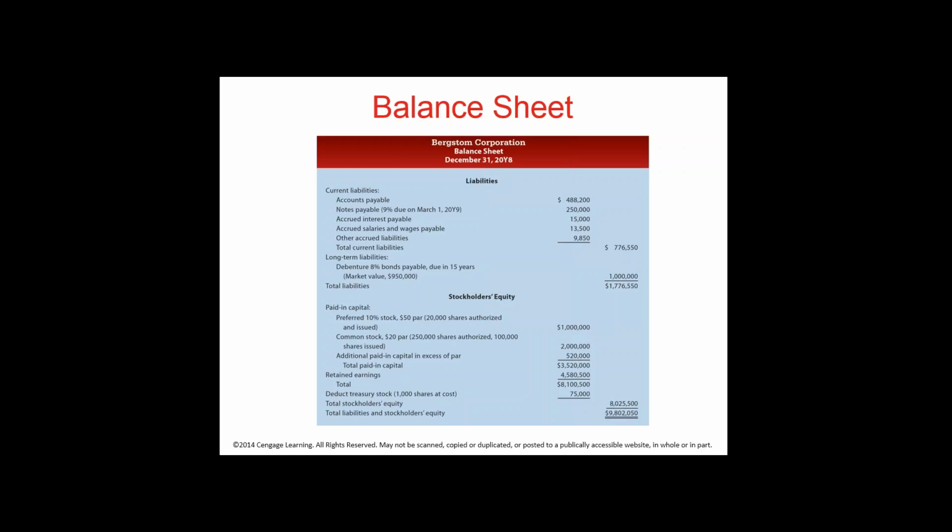We have the additional paid-in capital and our retained earnings. We have a total, and then you see we've apparently purchased back some stock. So we have treasury stock that is going to reduce our equity. And then we have our total stockholders' equity.